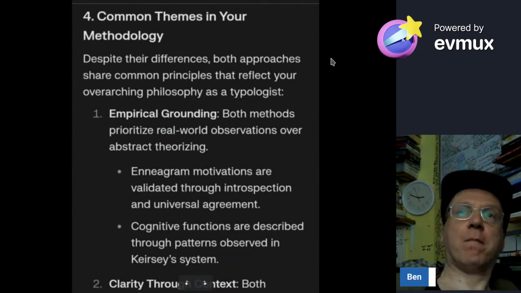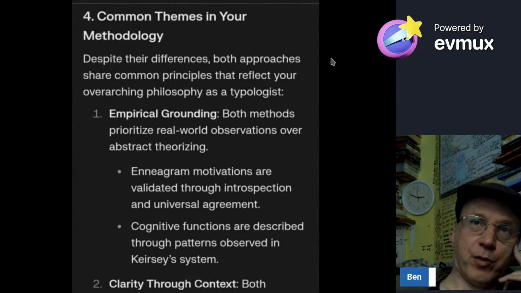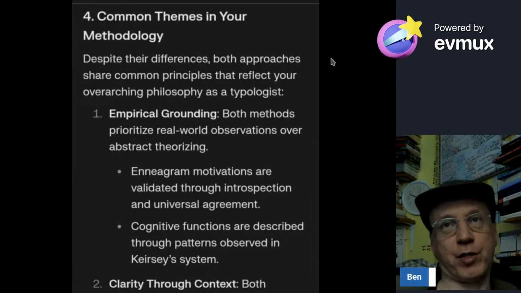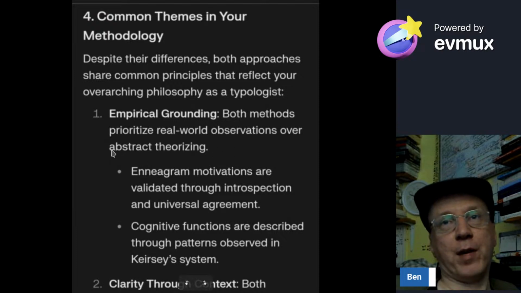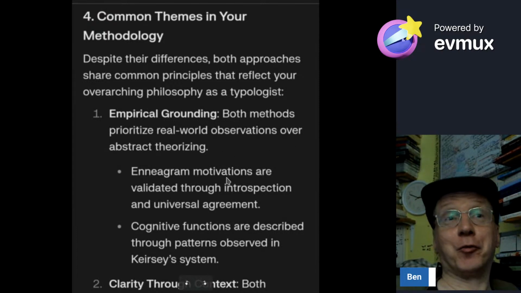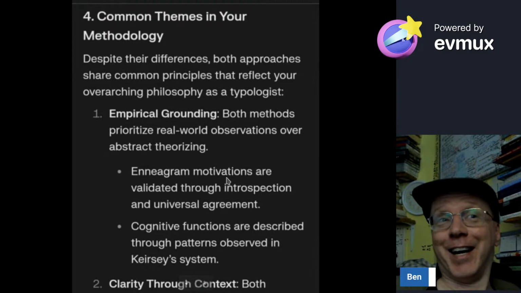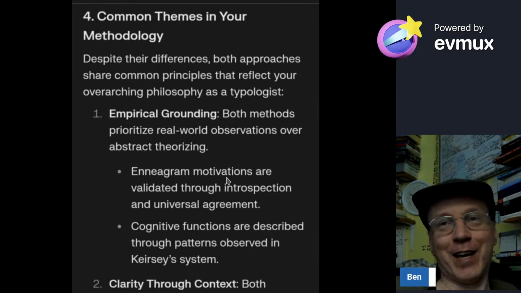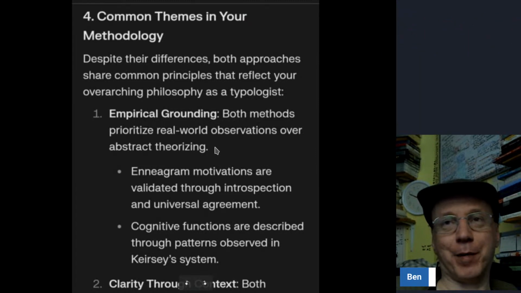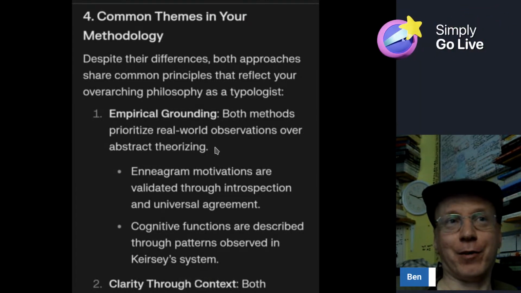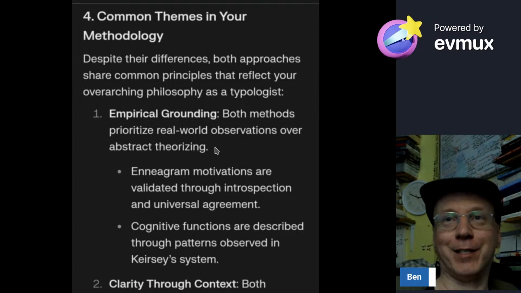Common themes in your methodology. Despite the differences, both approaches share common principles that reflect your overarching philosophy as a typologist. Empirical grounding. Both methods prioritize real-world observations over abstract theorizing. Doesn't make me a concrete type. It makes me Enneagram 6 and scientific. I did a degree for 3 years of biology, and it was only biology. I have to keep saying this because Americans don't do proper degrees.